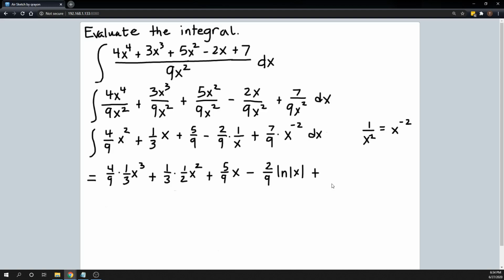All right, next up is this last piece right here. Again, using the constant multiple rule, I'm going to rewrite the constant 7/9 and then multiply that by the indefinite integral of x to the -2. So that is a power function, right? And so I'm going to use the power rule. The power rule says add 1 to the power. So -2 plus 1 is -1. And then divide by the new power.